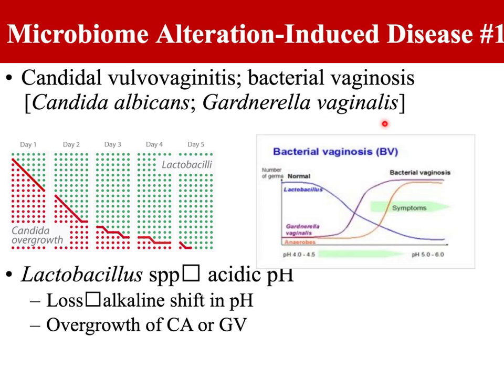Gardnerella vaginalis, which is our second disease, which hopefully we remember is associated with bacterial vaginosis, these two organisms are at low levels when the pH is low and the lactobacillus population is high. If the lactobacillus population drops and is low, alkaline shift in the pH, which goes towards neutral. This is far more favorable for Candida and Gardnerella to grow to inappropriate proportions, and then you start having clinical disease, which is, again, vulvovaginitis in the case of Candida and bacterial vaginosis in the case of Gardnerella.